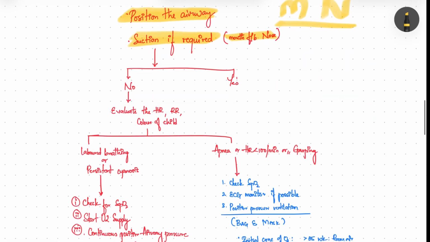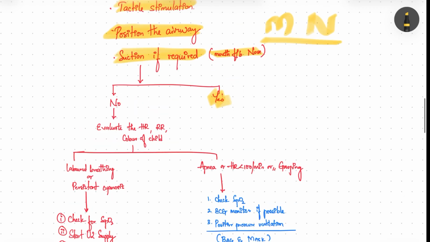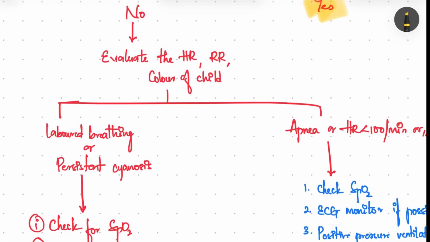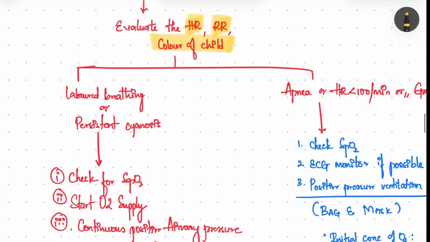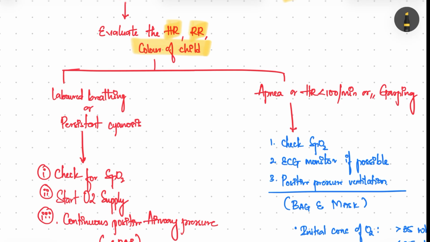If after doing this the baby is crying spontaneously or respiration and tone are normal, then go with routine care. Otherwise, again you need to follow the guidelines. So let's dig into it. Then you need to check the heart rate, respiratory rate, and color of the child. The color of the child plays an important role because of cyanosis. Then we need to evaluate heart rate, respiratory rate, and color of the child.